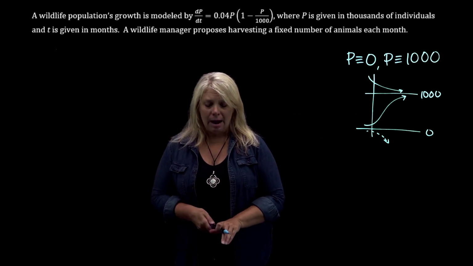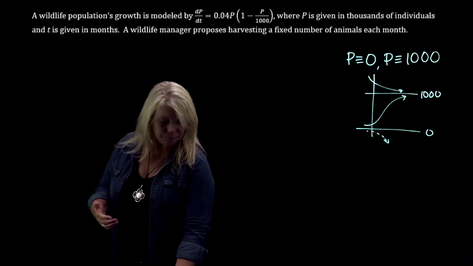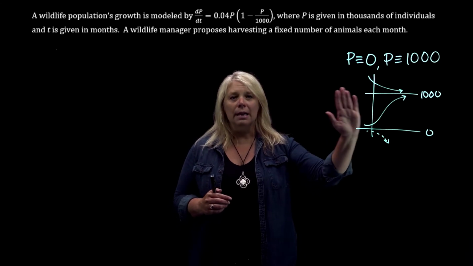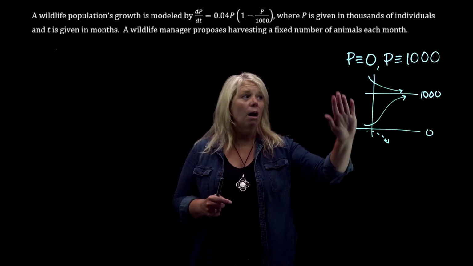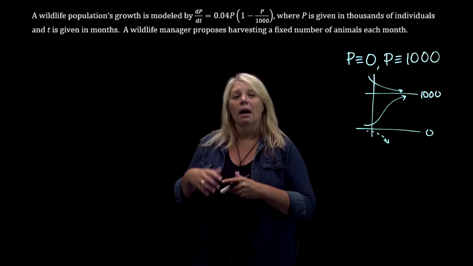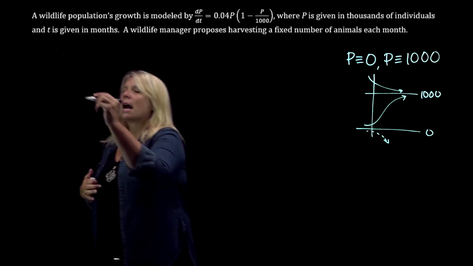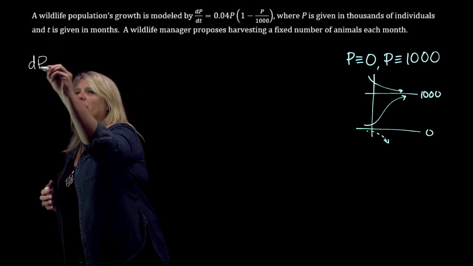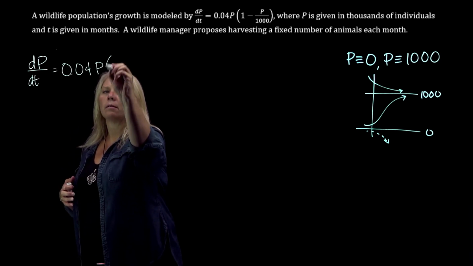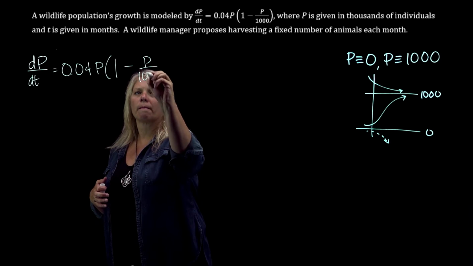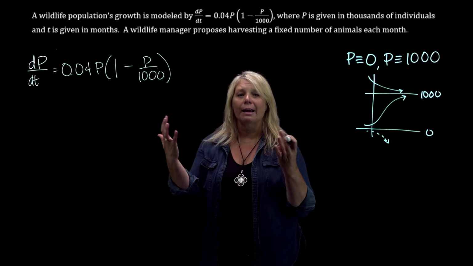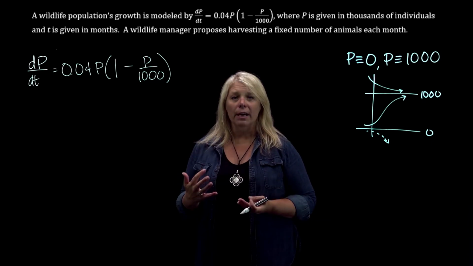All right, so what we want to do now is modify the differential equation so that we can account for this harvesting and then see what's going to happen to the population. It'll no longer behave exactly like this, but we want to see what happens when we have that harvesting incorporated into our model here. So we've got the population being modeled by this.